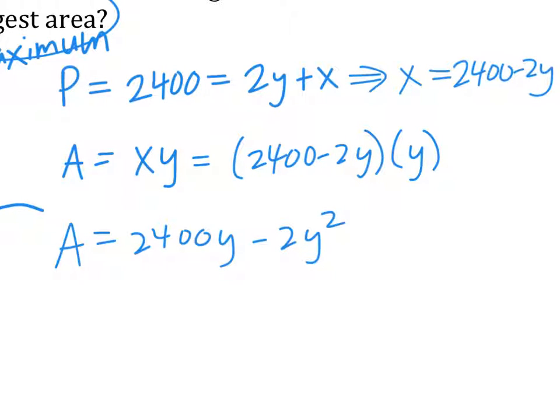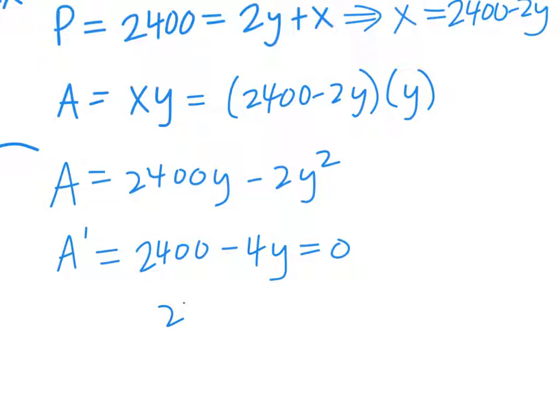Find the maximum. Find the maximum by doing what? Derivative, good. So I want the derivative. There is only one variable, so my variable is just y. So 2400 minus 4y. All right, now that I have the derivative, what am I supposed to do next? Critical point. How do you find critical point? Set equal to 0. Okay, so this is 2400 equals 4y. So y is equal to 600.